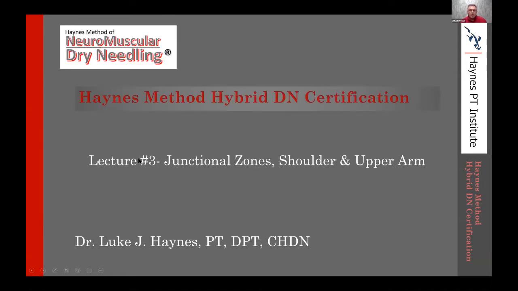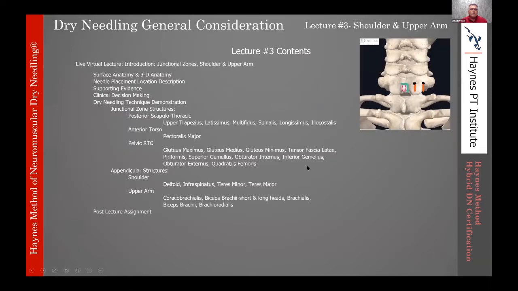So number 3 here, the junctional zones. Here we're talking about the shoulder and the upper arm. Sorry, my brain took a break there for a minute. I thought I missed a lot of my content. Junctional zones, thoracic, and then lower pelvic rotator cuff, the shoulder and the upper arm.